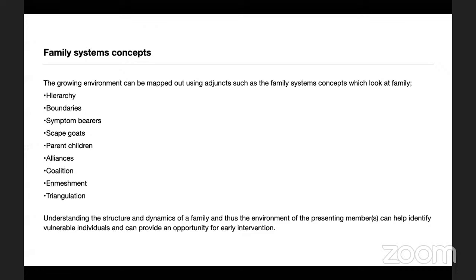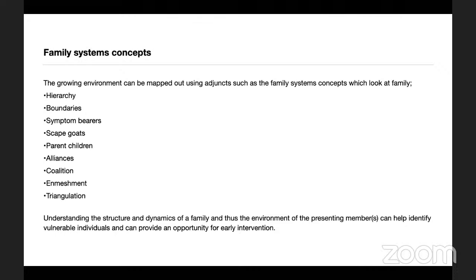Alliances are bonds between certain members of the family, which are not necessarily a bad thing. Then there's coalitions, which are alliances that may become aberrant when people are bonded against someone else in the family. Enmeshment, where people aren't allowed to express their autonomy within the family in a healthy way. And this can also be seen in the consultation, for example, when a family member won't leave another family member, or we've seen it with our foreign patients as well, where one of the family members or the partner does not know how to speak South African languages, and they require the partner to speak on their behalf.